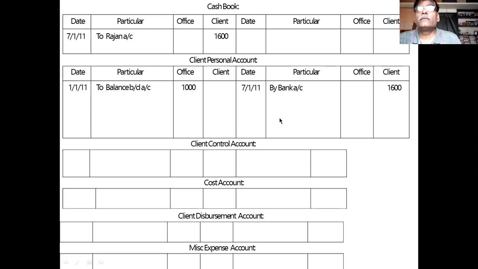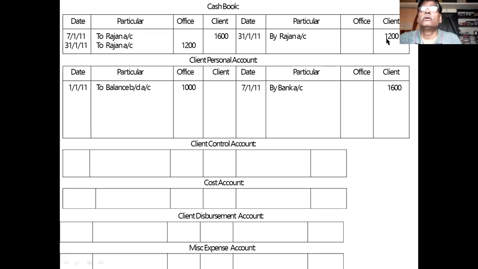Then whatever disbursement is made regarding the fees, whatever fee is received for the service rendered, that is a receipt to the lawyer. Therefore, you write the month end fee received, 1200. It is an office column. It is a receipt to the lawyer, and at the same time, it is a payment to Rajan. So you take on the payment side by Rajan account 1200. So it is a receipt to the lawyer, office column. It is a payment to Rajan, client column. Okay.